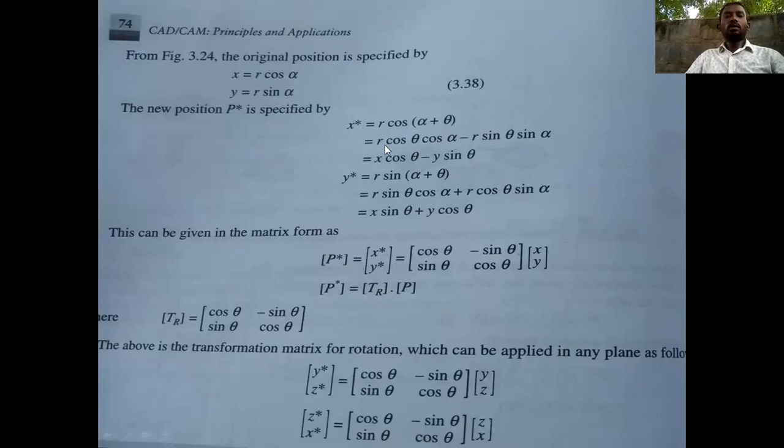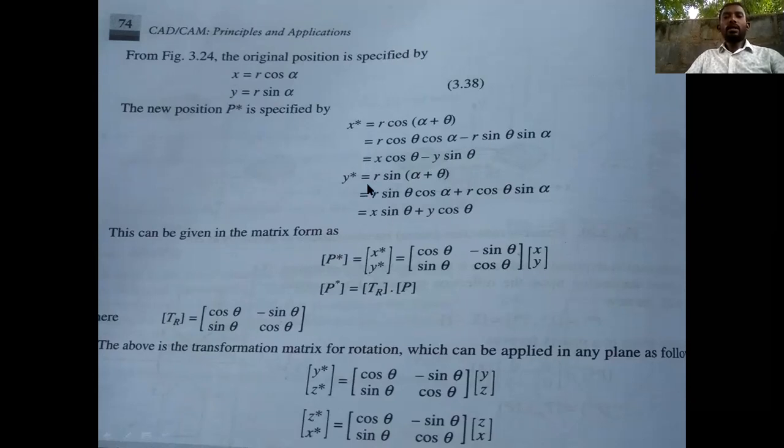So r cos alpha is nothing but x, so we get x into cos theta, minus r sin alpha, and r sin alpha is nothing but y. So we write y into sin theta.